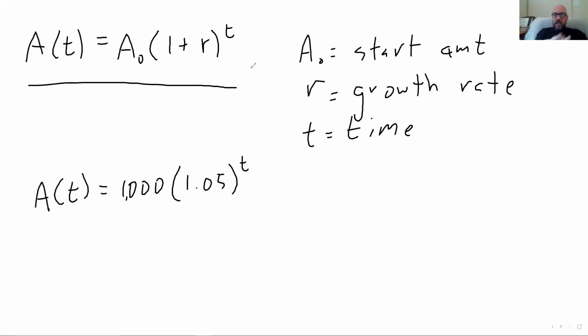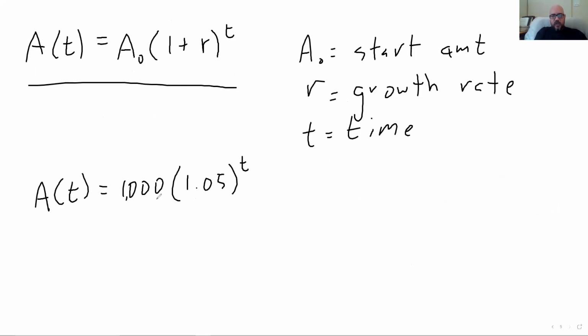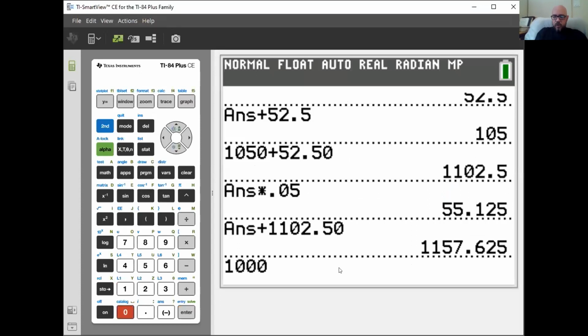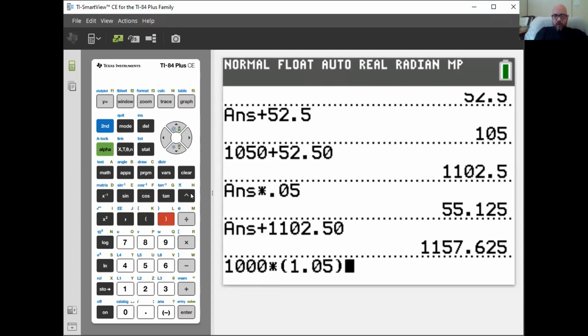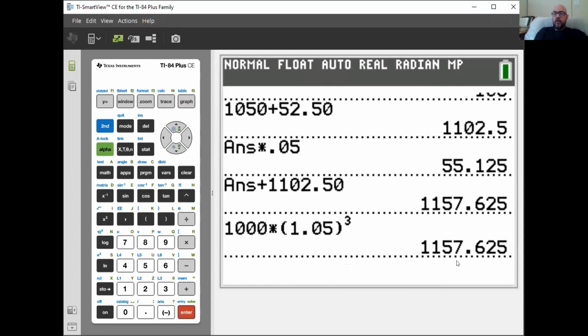So if I wanted to do this the easy way, I would go back to my bank account problem here, and 1157.63 was my answer. So instead of doing that in 3 steps, I would just put 3 in here for t. I would use this function and put in 3 for t. So let's see how that looks. I'm just going to do 1,000 times 1.05 to the power of 3, and lo and behold, there's your answer.